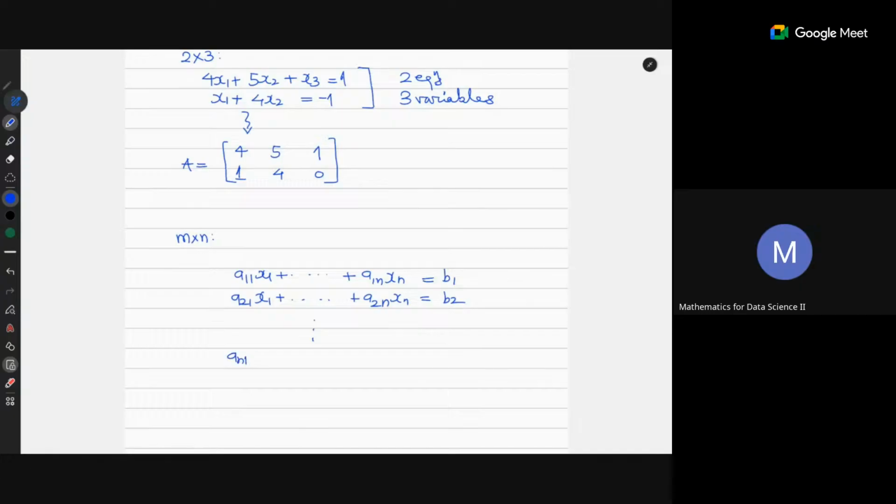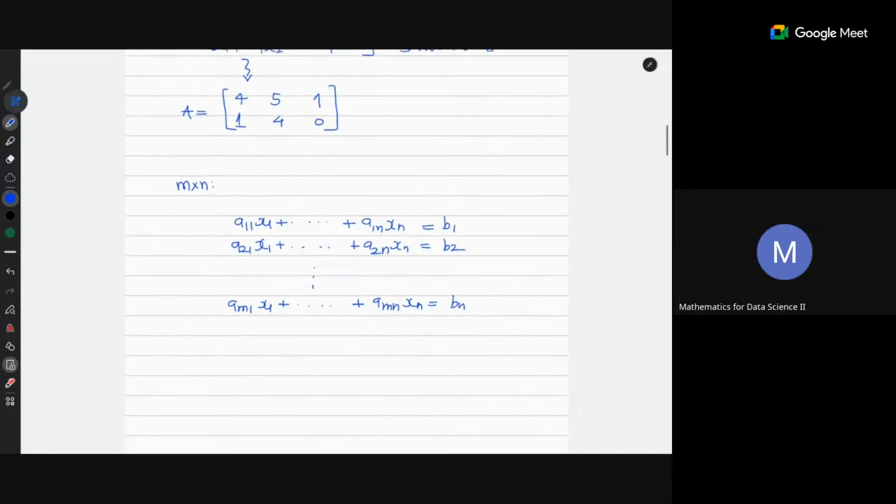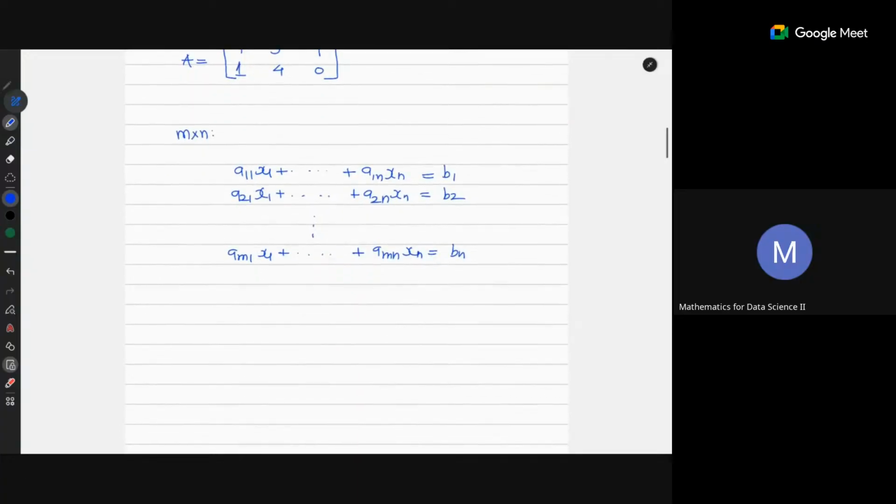So you have m equations and n variables, and the matrix corresponding to that will have order m cross n.